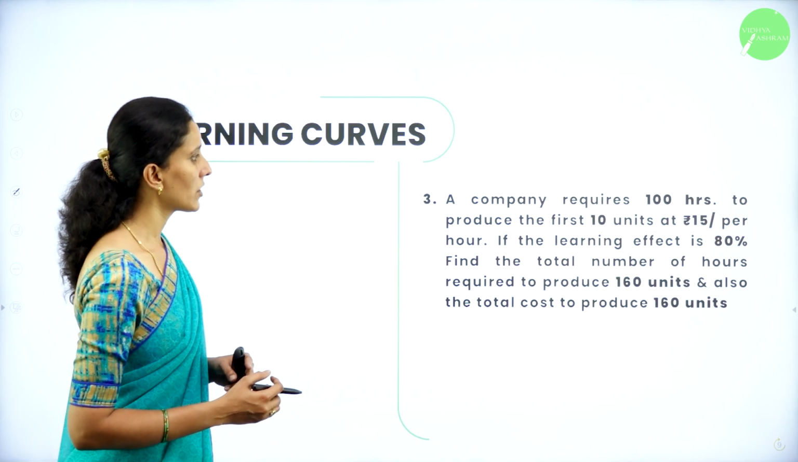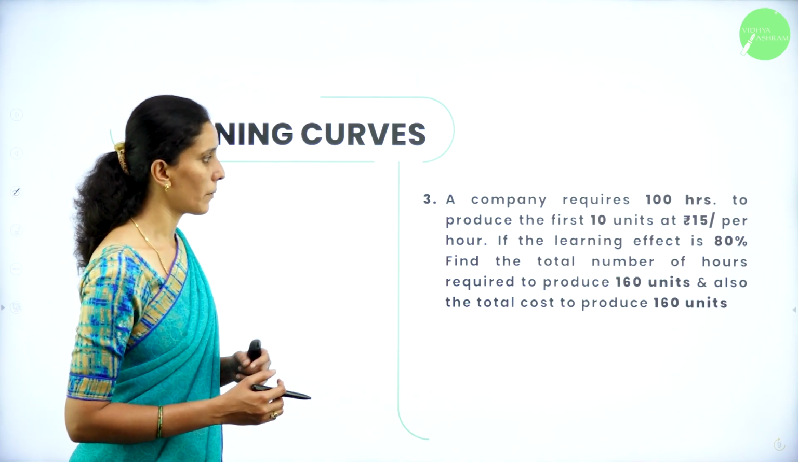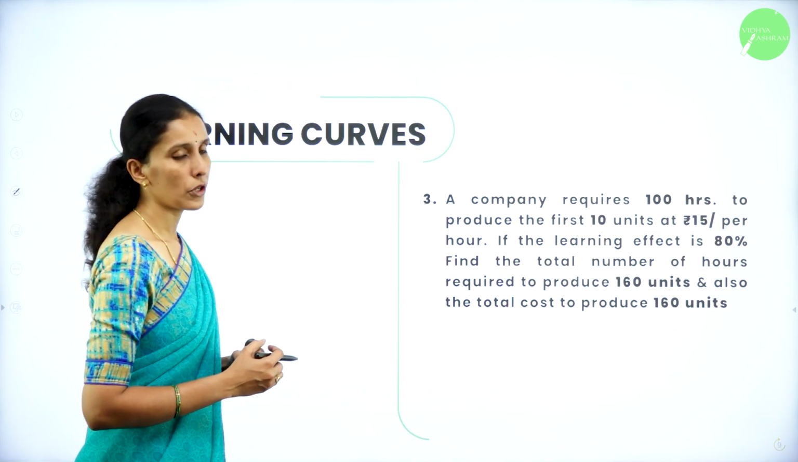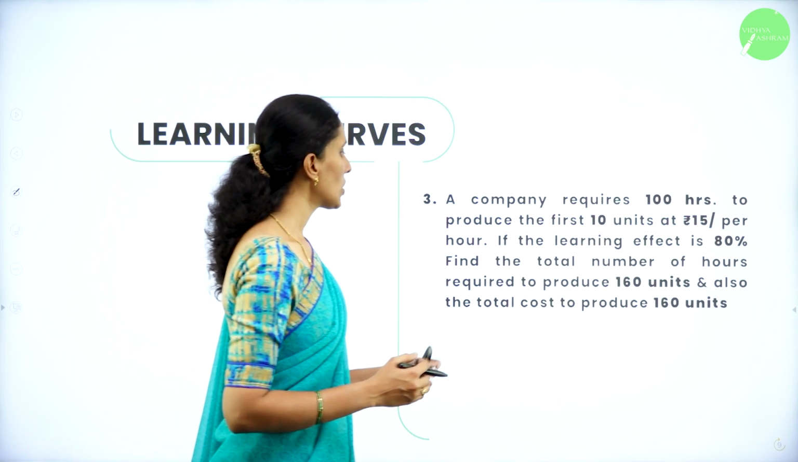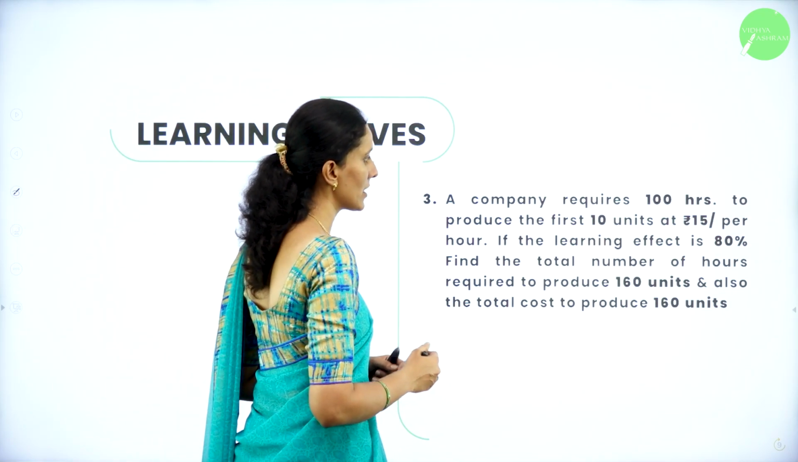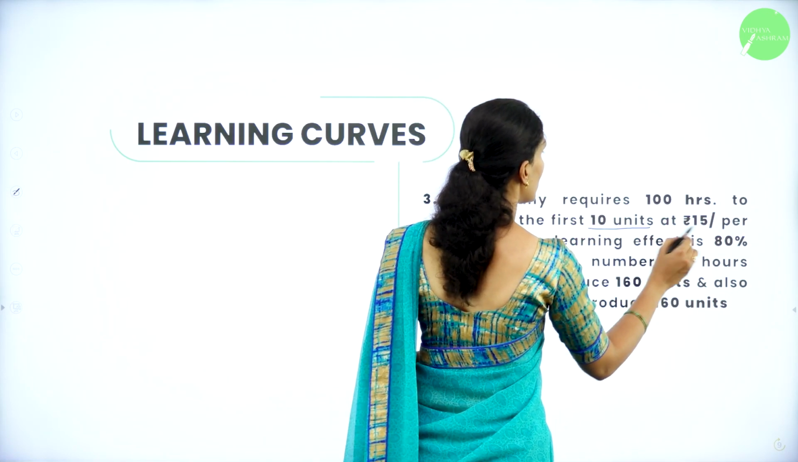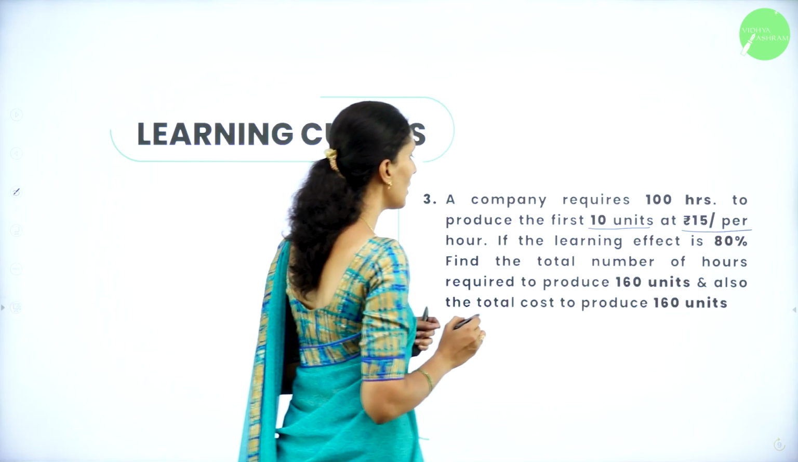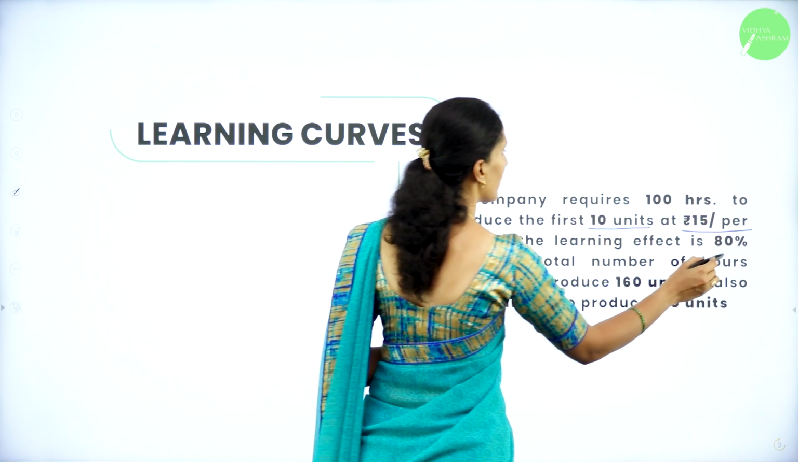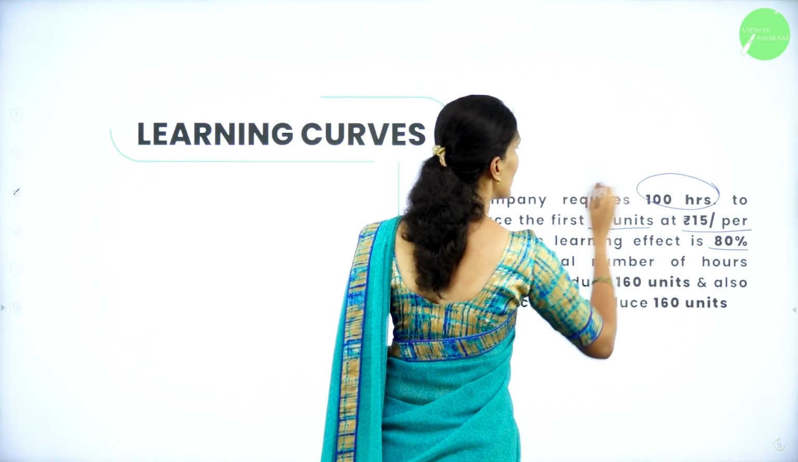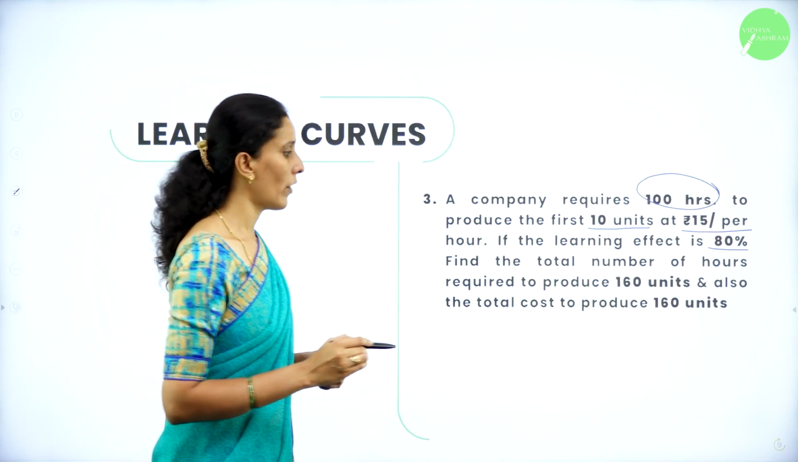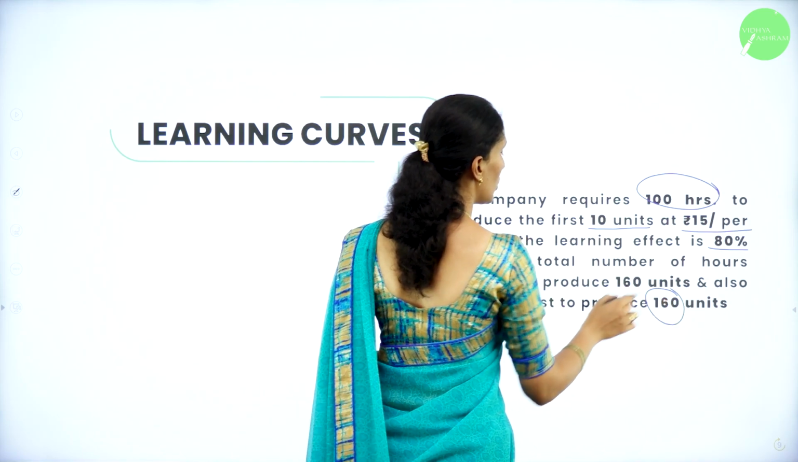Next, a company requires 100 hours to produce the first 10 units at rupees 15 per hour. If the learning effect is 80%, find the total number of hours required to produce 160 units and also the total cost to produce 160 units. So first 10 units, it takes rupees 15 per hour and the learning effect is 80% and hours taken is 100. Now we have to find for 160 units.